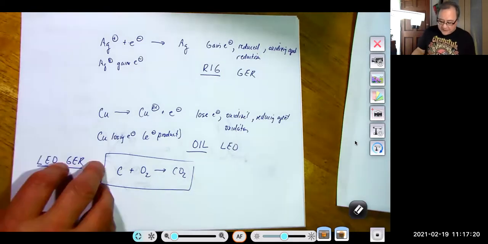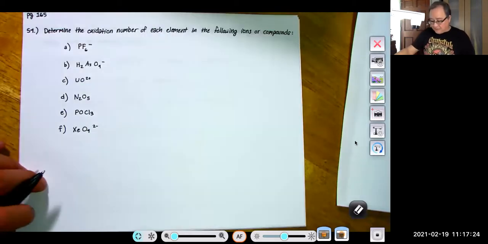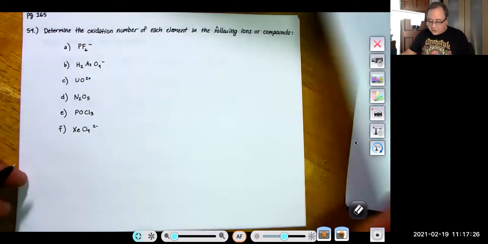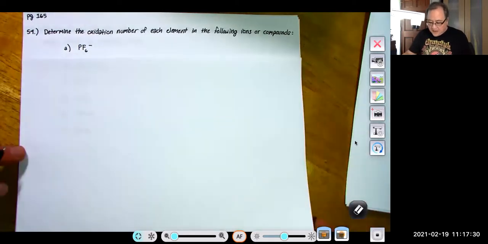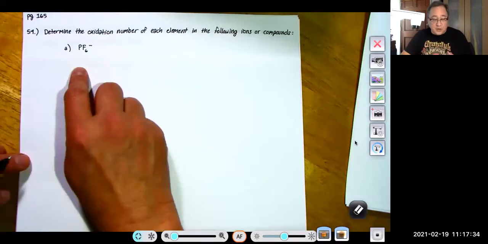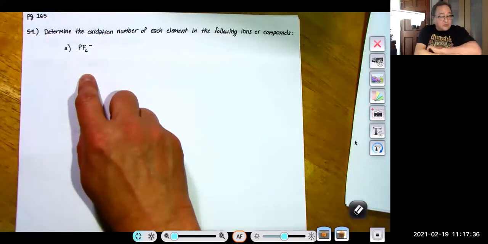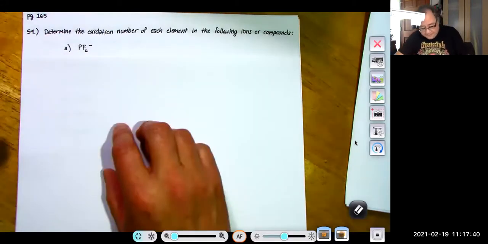So someone invented oxidation numbers so we could figure out what's going on. So there are rules to oxidation numbers. I'm going to show you how to assign oxidation numbers, and I'll talk about the rules as we go along. I'm not going to write down the rules. That's something you want to do for yourself so that you understand them.